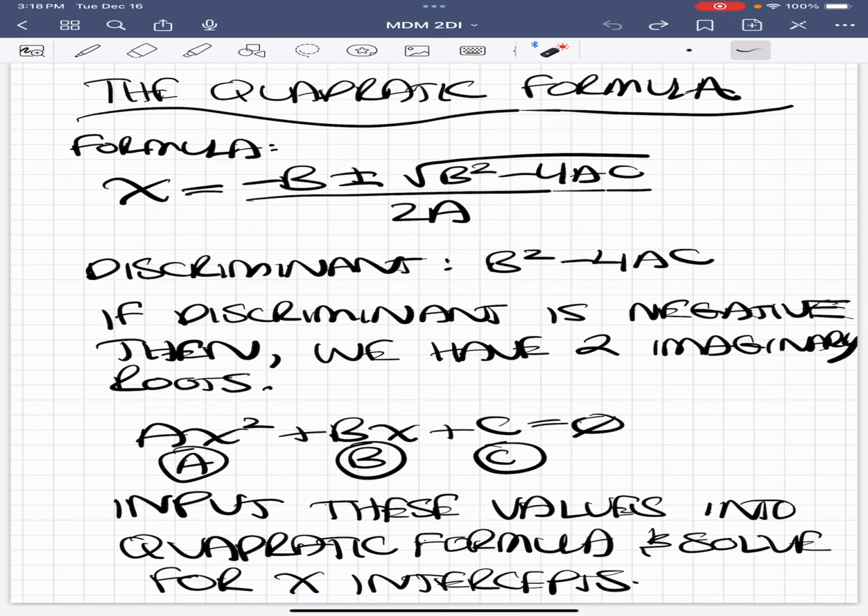So we have the quadratic formula, which is x equals negative b plus or minus the square root of b squared minus 4ac all over 2a. The discriminant is everything under the square root. As you can see here, the discriminant's labeled there. If the discriminant is negative, then we have two imaginary roots. So what we're going to be doing is taking quadratic equations in the standard form, and we're going to input these values into the quadratic formula and solve for x-intercepts.